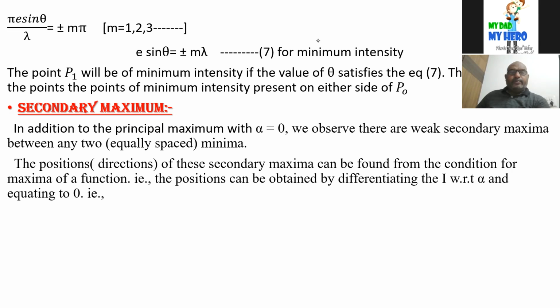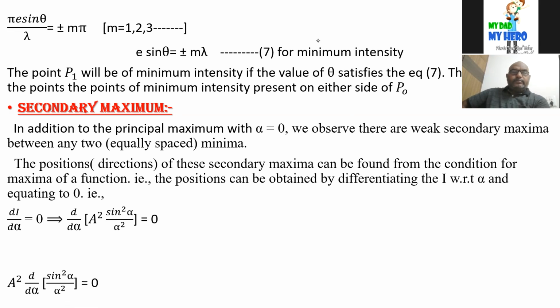maxima of a function. The position can be obtained by differentiating the intensity with respect to alpha and equating to 0. That is dI by d alpha is equal to 0. That implies d by d alpha of A square sin square alpha by alpha square is equal to 0. A square is a constant value, so it is removed from the differentiation. A square d by d alpha of sin square alpha by alpha square is equal to 0. That is the differentiation of the equation.